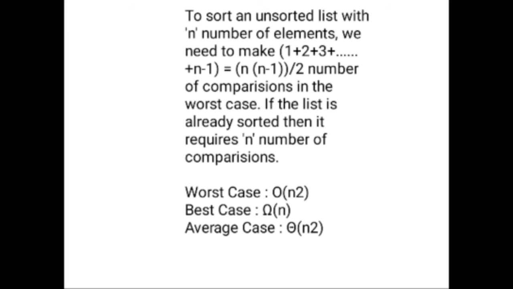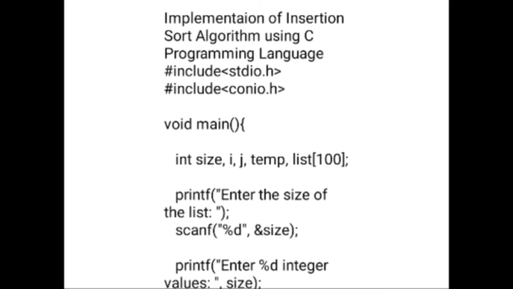To sort an unsorted list with n elements, we need to make 1 plus 2 plus 3 and so on up to n minus 1 comparisons. If the list is already sorted, then it requires n comparisons. The worst case is O of n squared, the best case is O of n, and the average case is O of n squared.